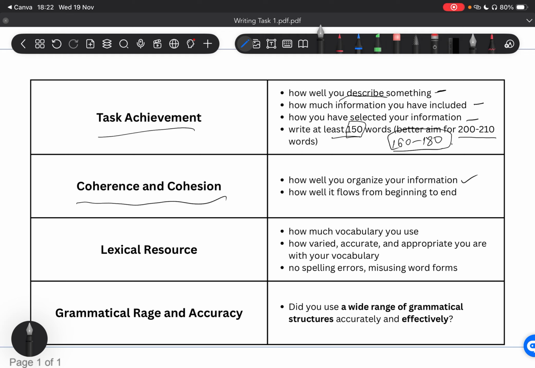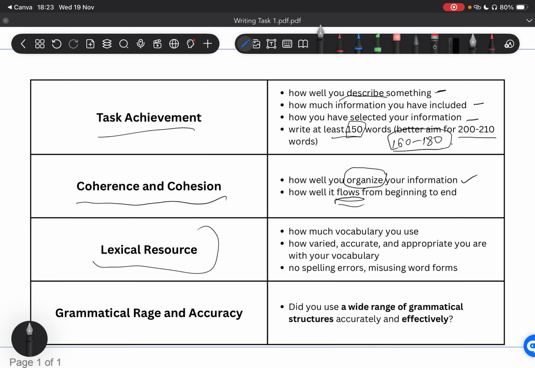So it's about the organizational part, talking about the main features and comparing where necessary, and making others understand what you are saying. That's what you should achieve. Okay, and of course, how well it flows from beginning to end. Flow is also important, that your sentences are not abrupt, they follow each other. That's called flow, and we need it from beginning to end.